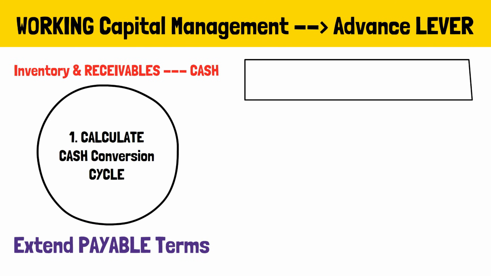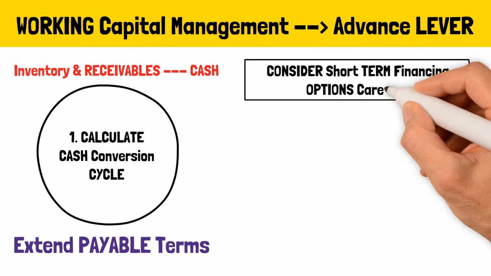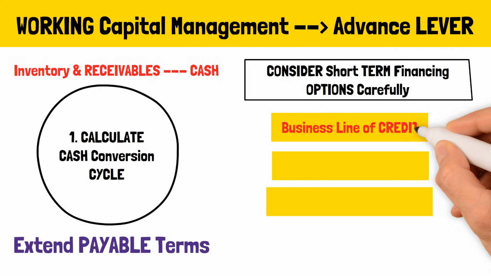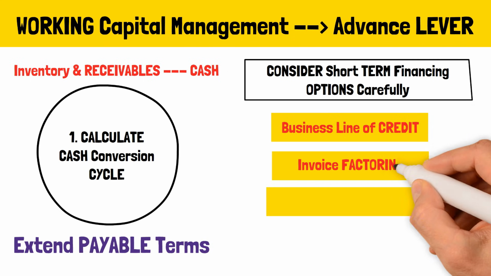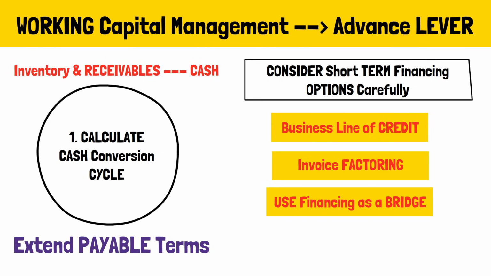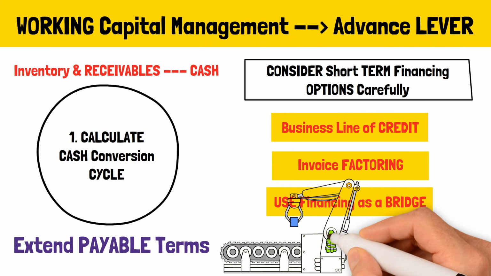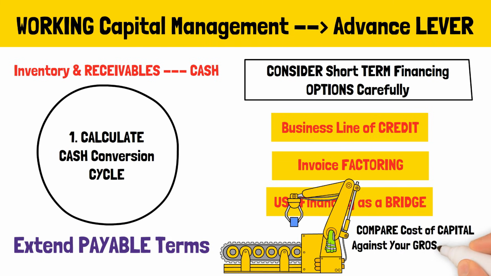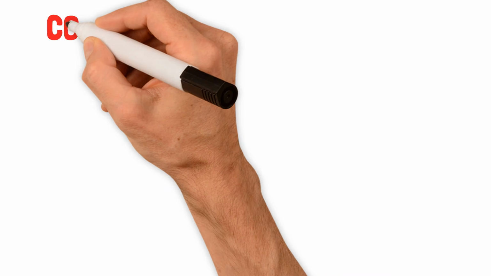If cash pressure is immediate, consider short-term financing options carefully. A business line of credit can provide breathing room during seasonal dips. Invoice factoring or invoice financing may help if receivables are strong but slow. However, use financing as a bridge, not a permanent solution. Borrowing without fixing operational inefficiencies only delays the problem. Always compare the cost of capital against your gross margin to ensure the math works in your favor.